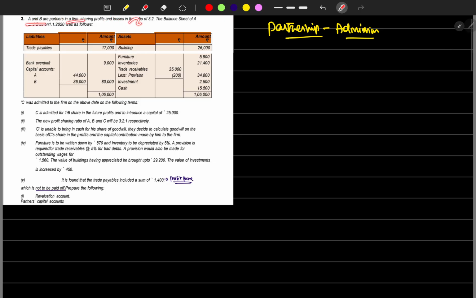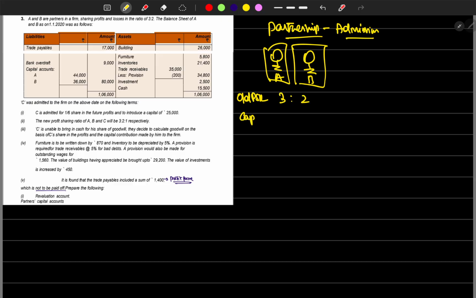A and B in a firm are sharing profits and losses in the ratio of 3 is to 2. Okay, there is A and B. This might be the old PSR because there might be a new partner admission, right? So 3 is to 2, and their capitals are 44,000 and 36,000.